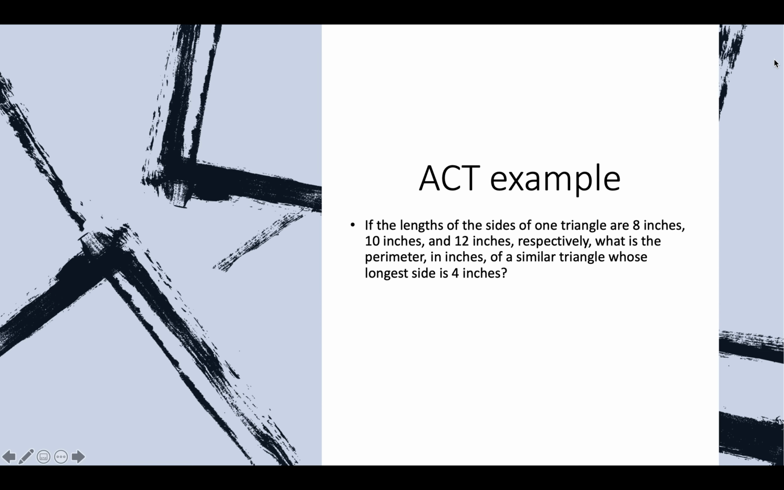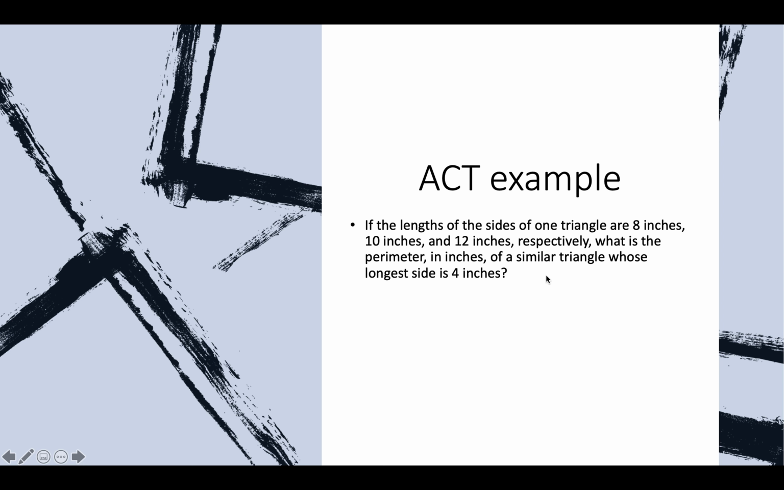Here's one from an ACT. The lengths of the sides of one triangle are 8 inches, 10 inches, and 12 inches, respectively. What's the perimeter in inches of a similar triangle whose longest side is 4? Okay, that makes you think a bit. It's comparing perimeters. We can find this perimeter, 8 plus 10 plus 12. 10 plus 12 is 22 plus 8. The perimeter of the big triangle is 30.